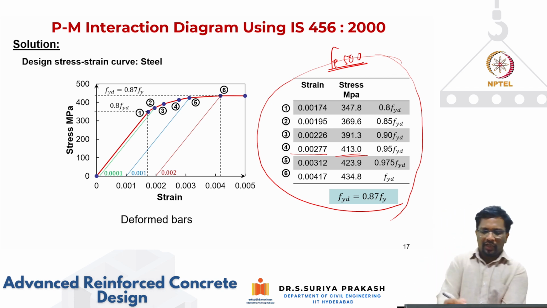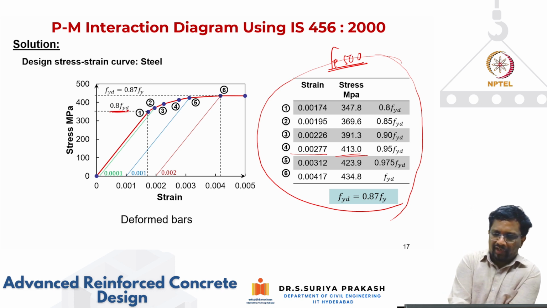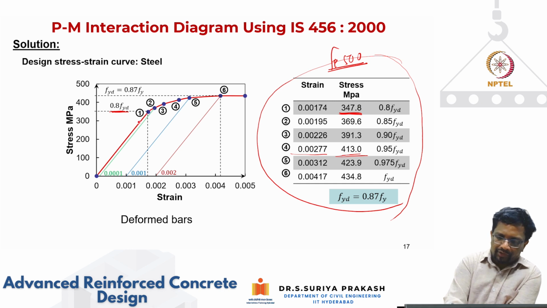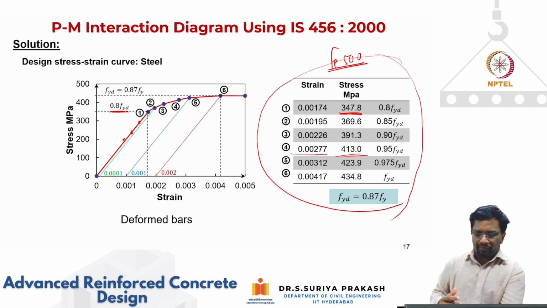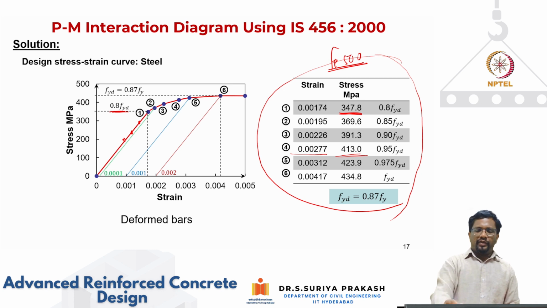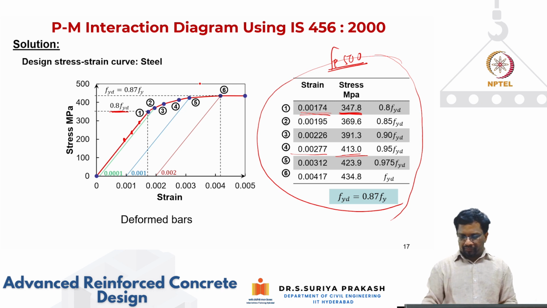The only thing is, up to the stress of 0.8 fyd, or 347.8 megapascal, I can assume all the stresses to be calculated using a linear elastic relationship. For a given strain, if I multiply by the elastic modulus, I'll get the stress. Only when the strain becomes more than 0.0017 do I have to use this multilinear relationship to find the stress.